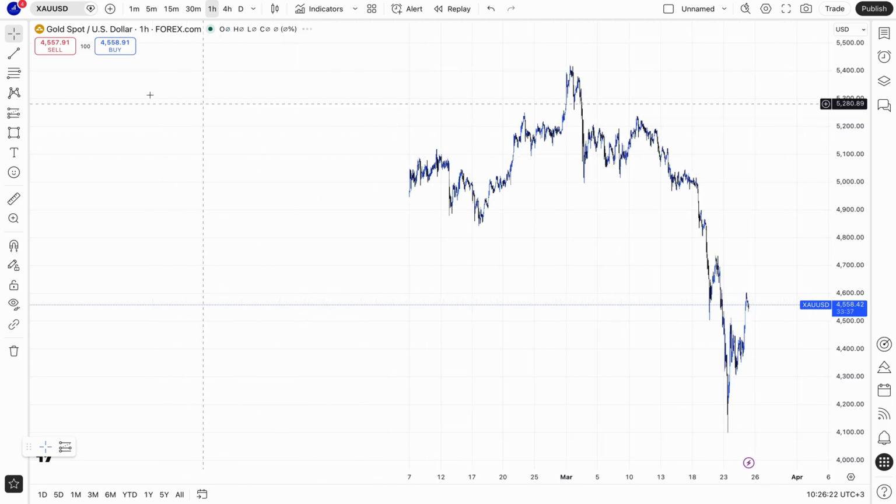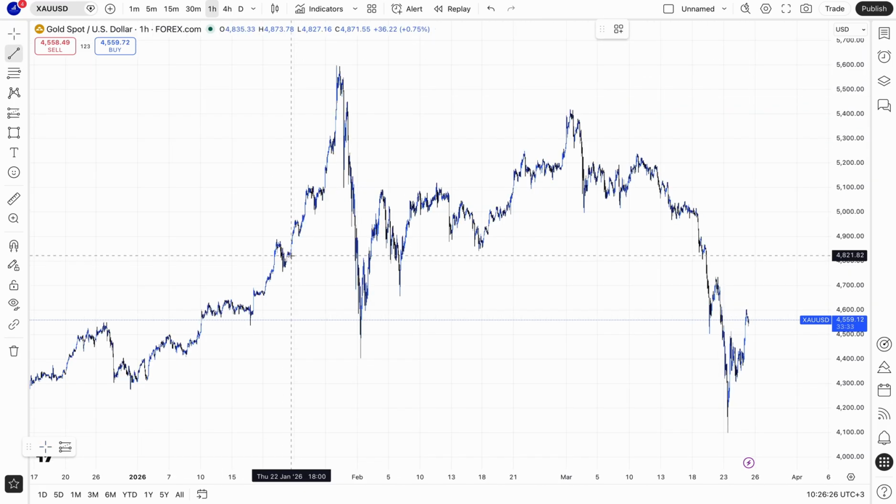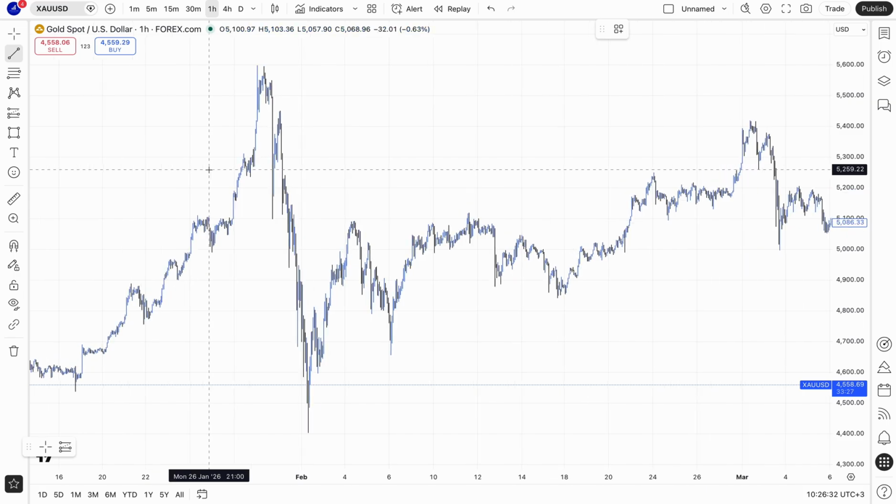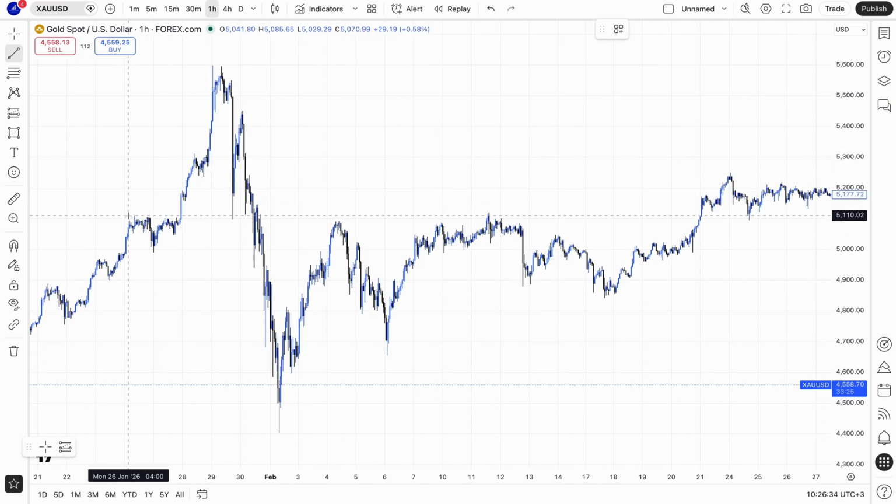First thing first is market structure. You have to understand where the market is moving, external structure and internal structure. And our external structure is always 1 hour. So if you remember very well, we had our last break of structure to the upside.